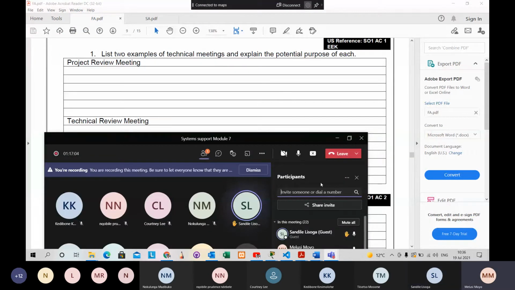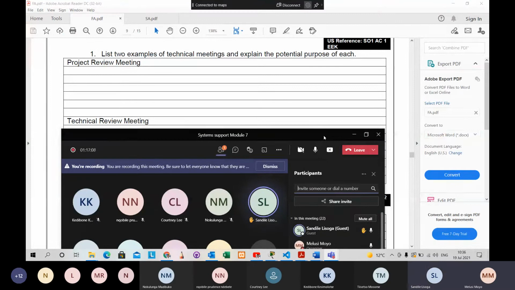Mr. Moyo, sure, Sandy, can I ask? What is the difference between those two, project review meeting and technical review? So the project, it can be any project. Okay, so we're done with the project review meeting. Now we're looking at the technical review meeting. Let's see what will be the difference.